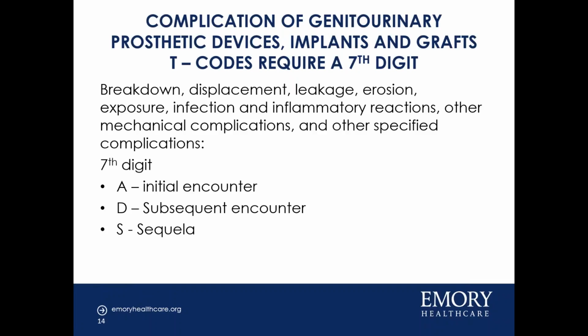There's complications of the genital urinary prosthetic devices, implants, and grafts. We have a lot of new codes for that. Breakdown, displacement, leakage, erosion, exposure, infection, and inflammatory reactions, other mechanical complications, and other specified complications. All of these require a 7th digit. A is for initial encounter, D is for subsequent encounter, and S is for sequela. So I'll go through some of these codes, keeping that in mind that these all require the 7th digit.